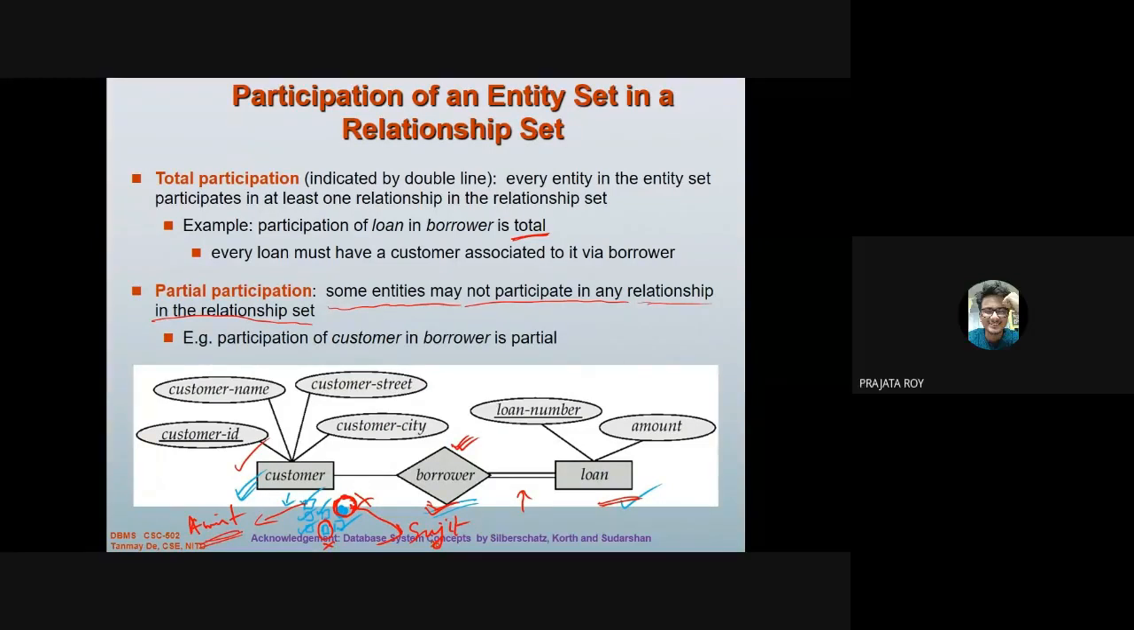Sir, my question was, how is partial participation denoted in an ER diagram? Like total participation is denoted by a double line, right? Double line is the total participation. Okay, partial participation? Partial participation is a single line. Okay, sir.